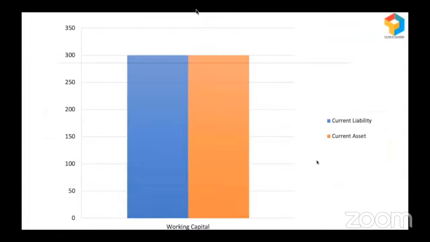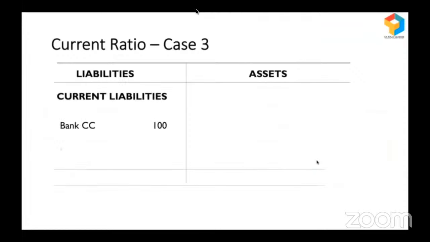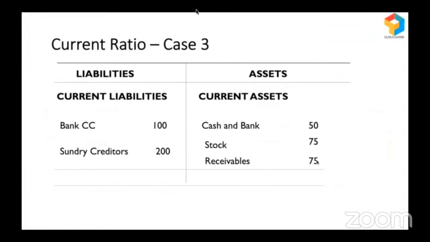Let me take you through scenario 3. Here the current liabilities are the same, whereas current assets are comparatively lesser. Look at your current liabilities, it is 300. Look at your current assets, it is 200. So here you can see the problem.